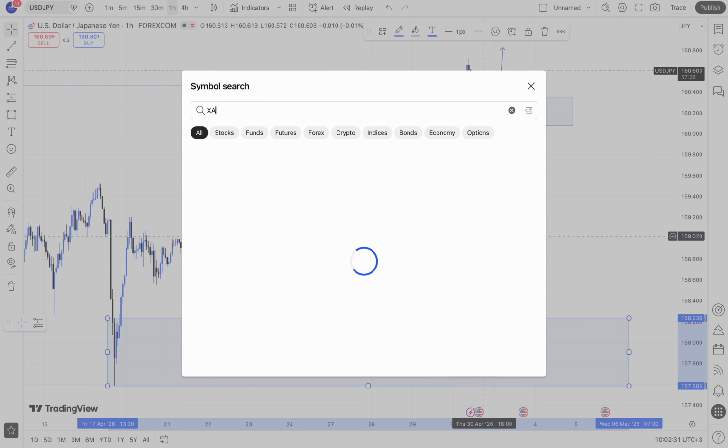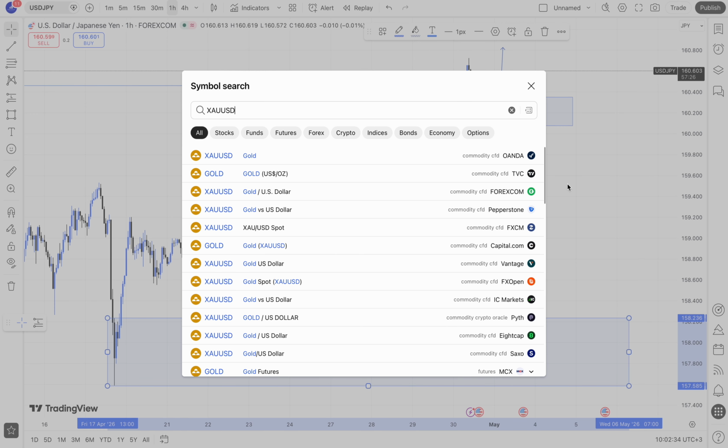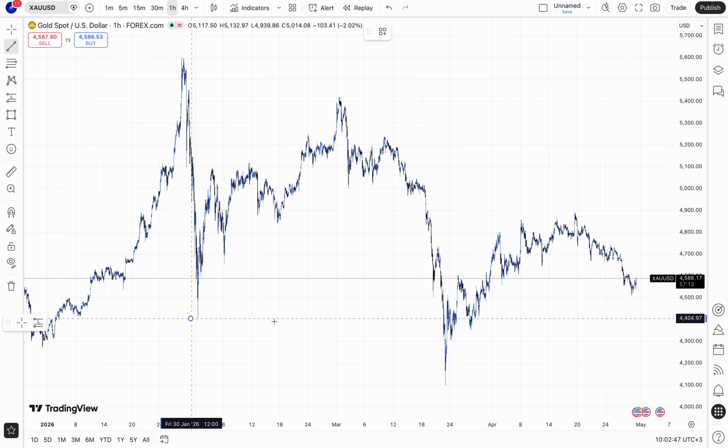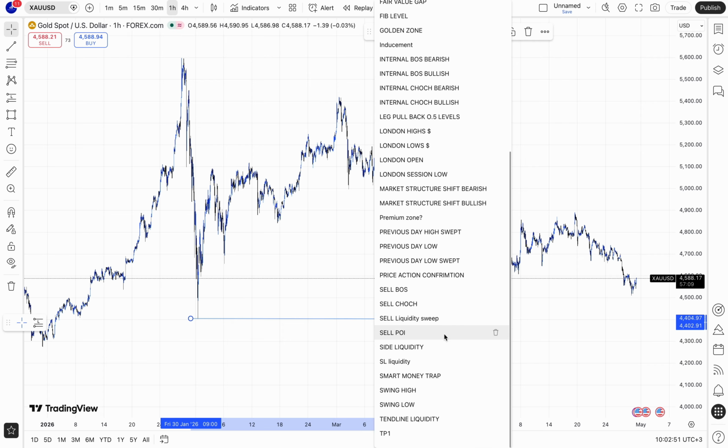Sorry, for gold, for gold everything is very simple. You can understand that the price is moving to the downside, the last break of structure to the downside, which is here, last break of structure to the downside.